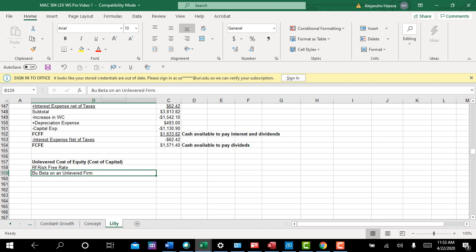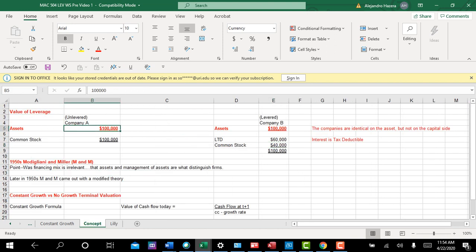Beta is the relationship of the returns on a stock to the returns on the stock market as a whole. So if you have a beta of 1 and the market goes up by 1%, your stock goes up by 1%. If you have a beta of 1.2 and the stock market goes up by 10%, your stock should go up by 12%, which is 1.2 times 10. Okay, but keep in mind that the higher the beta, the more risky is a firm. However, keep in mind that once again we are distinguishing betas on unlevered firms from betas on levered firms.